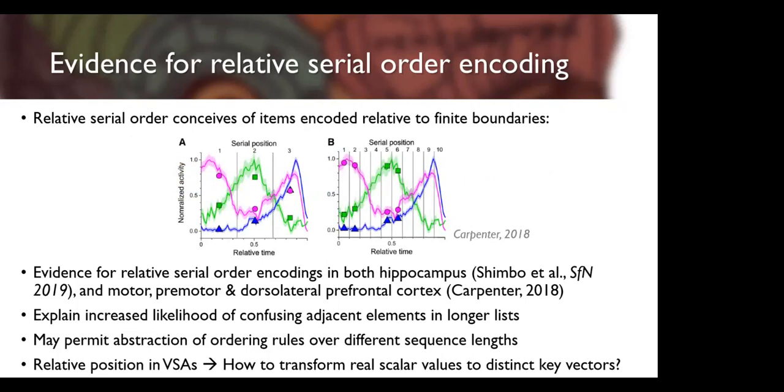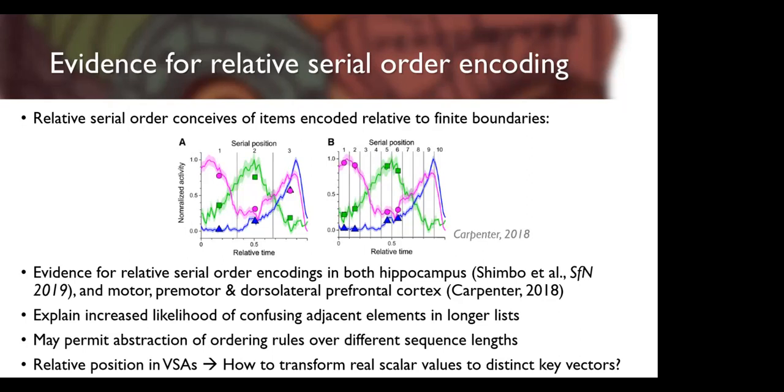And crucially, these neurons appear to exhibit activity profiles encoding proportional or relative serial position, irrespective of the absolute length of the encoded sequence. So relative positional encodings inherently explain the increased likelihood of confusing adjacent elements in longer lists. It's the relative terms, they're closer together. And they also potentially permit the abstraction of ordering information over different sequence lengths, which could be a really useful feature when learning sequencing dependencies, that is relationships in sequences that you want to abstract over different types of sequences or lengths of sequences.